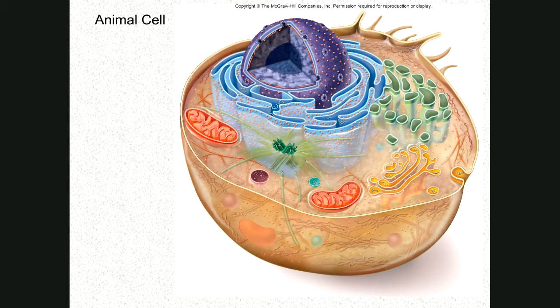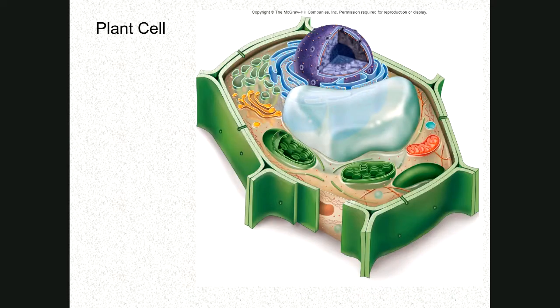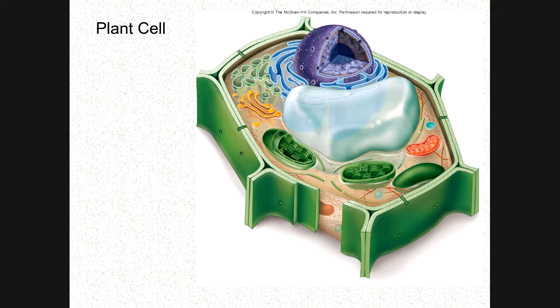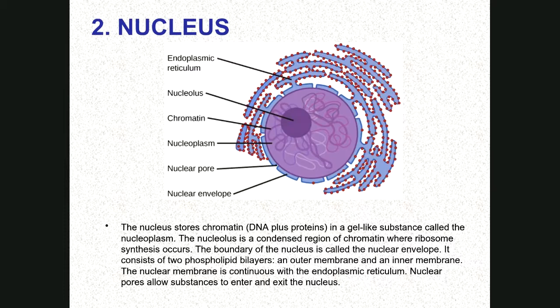Now we are going to go inside. Let's talk about the nucleus. This big purple one. The nucleus, also for plant cells. Okay? Let's look at it. The nucleus is covered by a double membrane. We call that envelope, nuclear envelope.